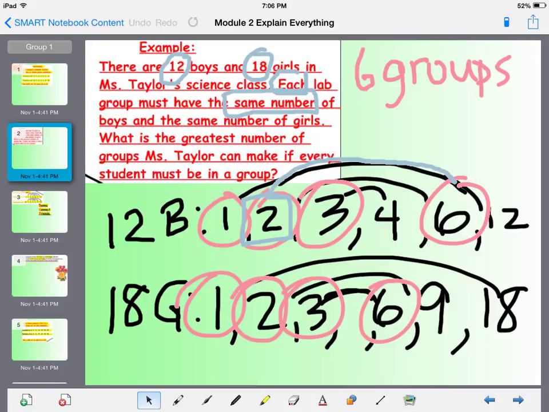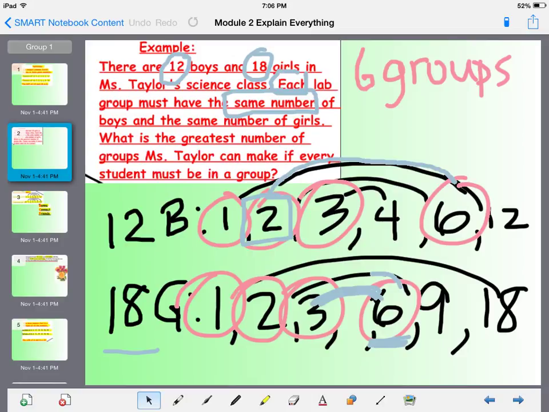And let's do the same for the girls. So we know there are going to be 6 groups. And 6 times what gave me the total of 18 girls? 6 times 3, and that's where we were. So there are going to be 3 girls in each group.